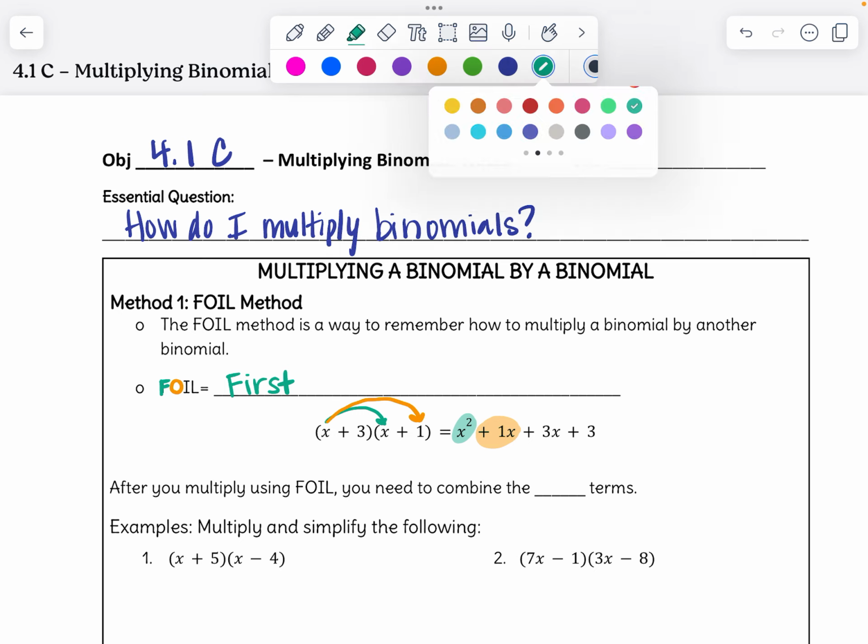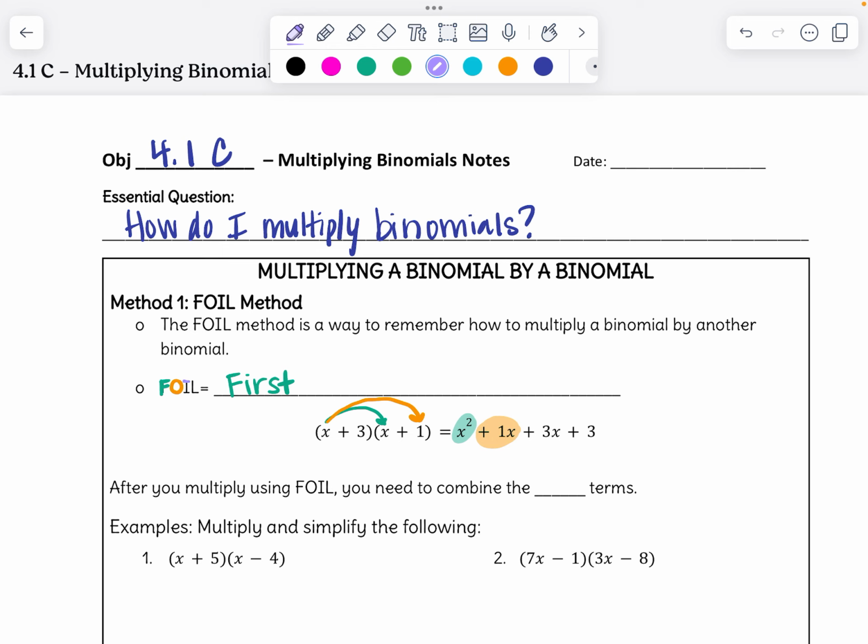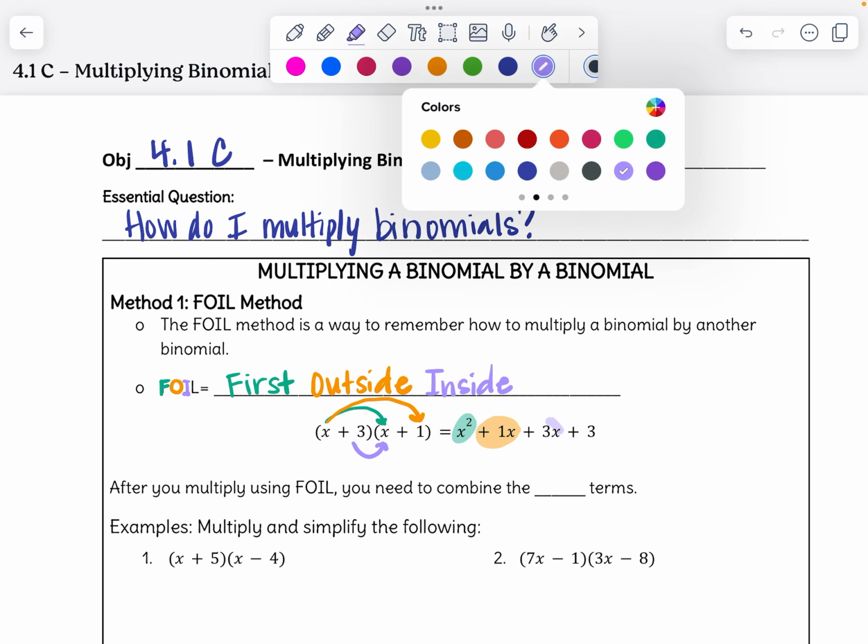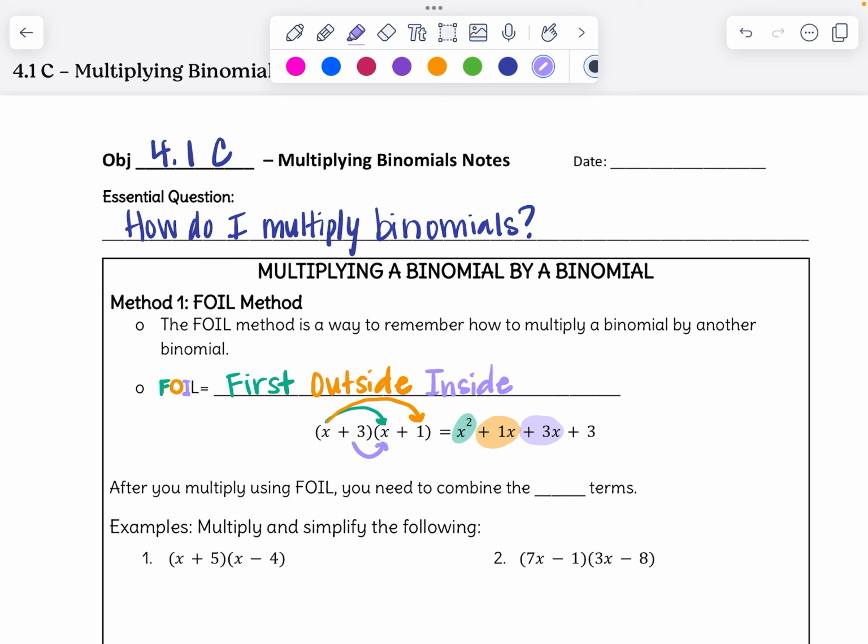I stands for inside. Oops, I forgot to write outside here. Outside. Then inside. So you're going to multiply the two inside terms. 3 times x. That gives you 3x. And the L stands for last, where you'll multiply the last two terms. So 3 times 1. And that gives you 3.